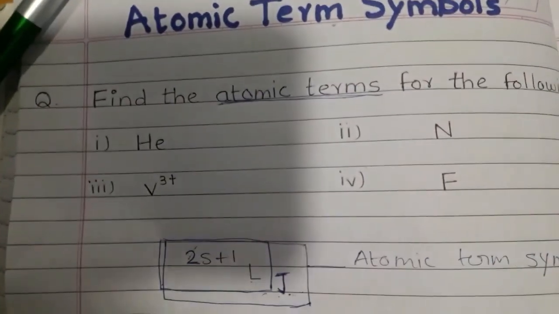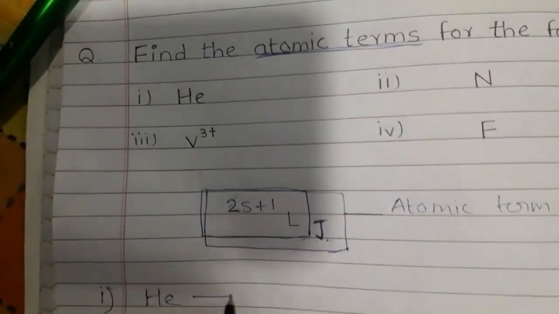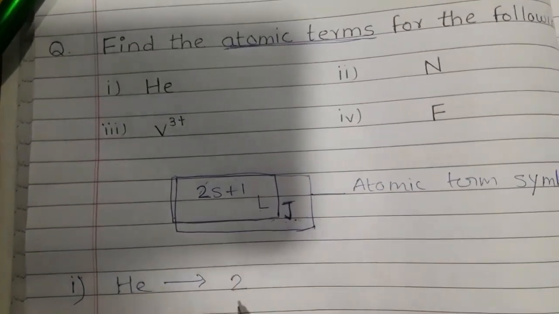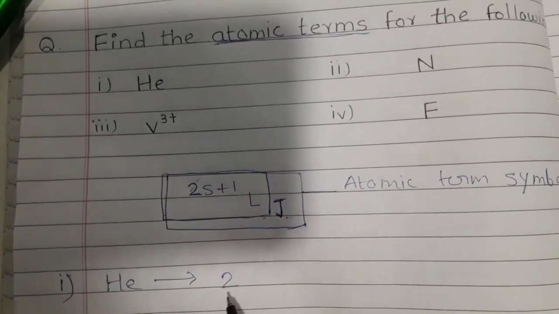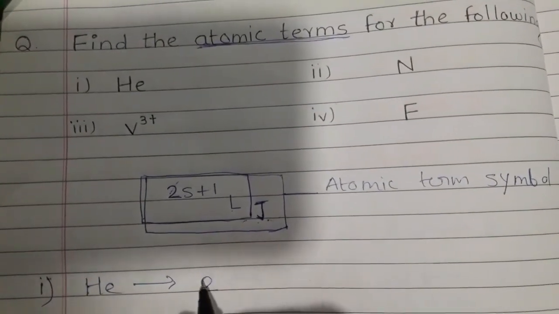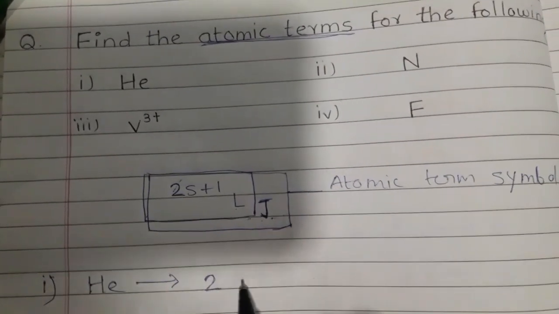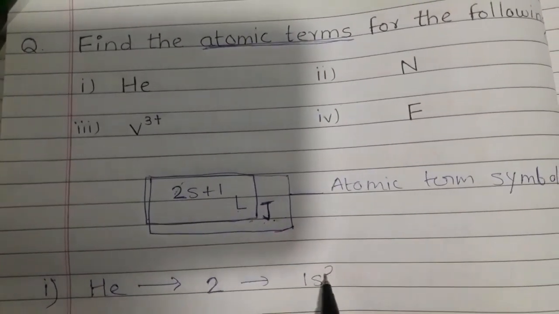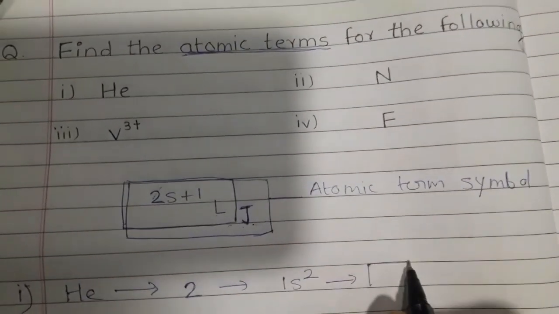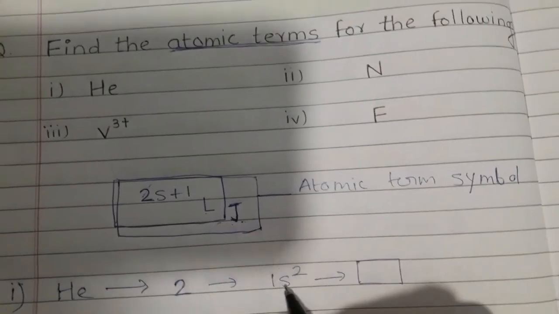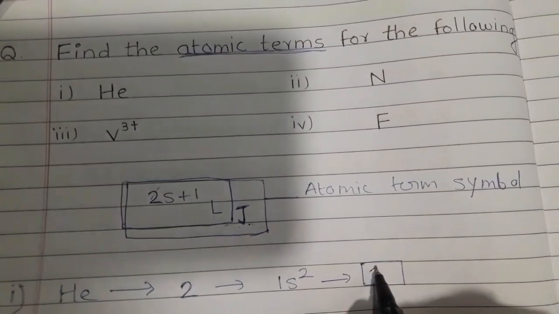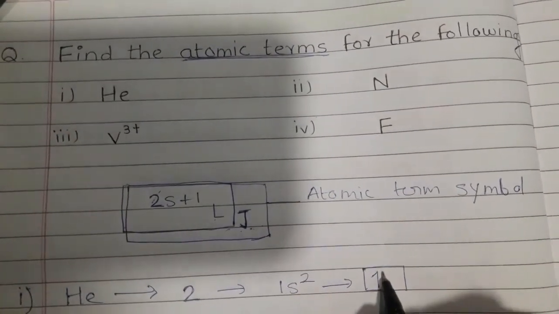Let's see each element one by one. The first element is helium. As you know, helium has atomic number 2. It is the second element of the periodic table. The electronic configuration of helium is 1s2. If we see the electron distribution in the s shell, here you can see 2 electrons. We can arrange 2 electrons by Hund's rule, which is like this.